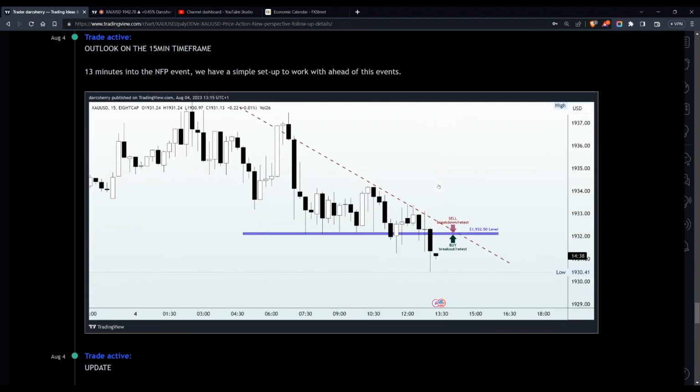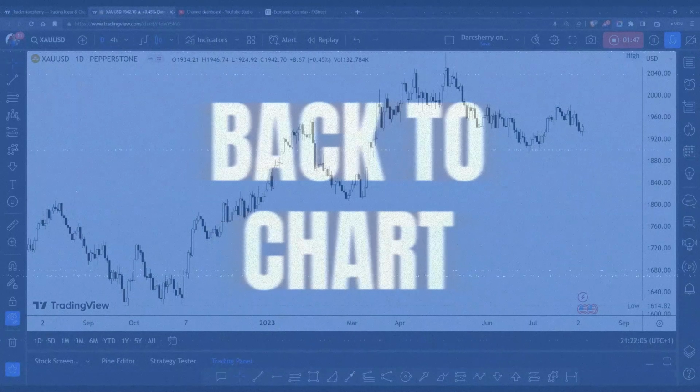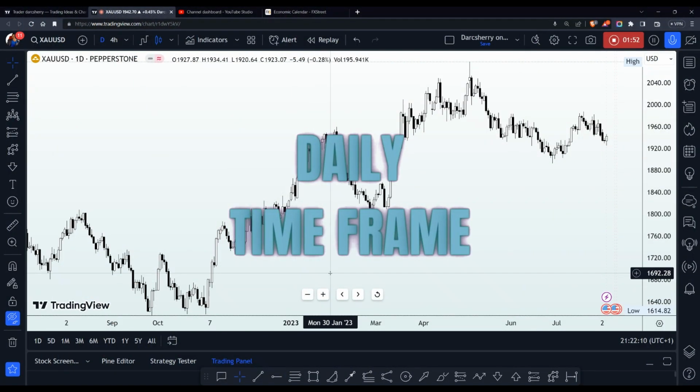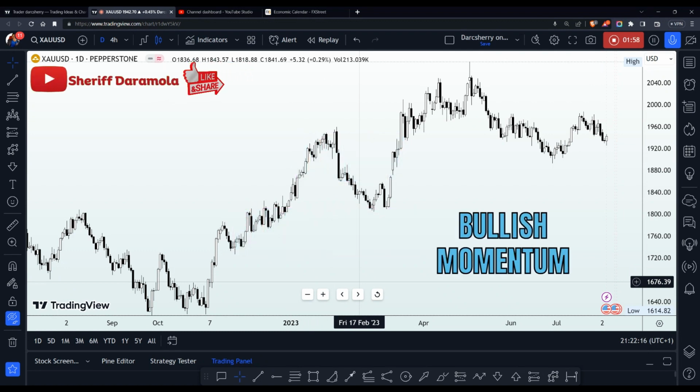Now, with the groundwork laid, let's dive right into the business. So my first area is the daily time frame where I was able to confirm that we have been truly on a bullish momentum since the last quarter of last year.